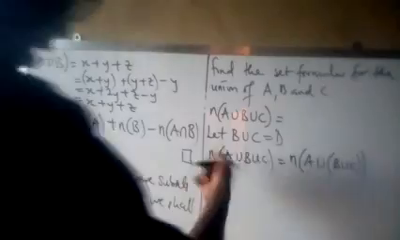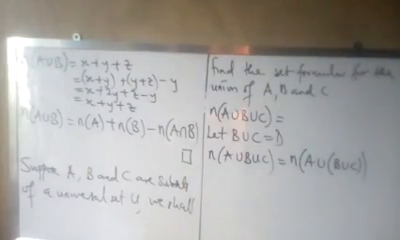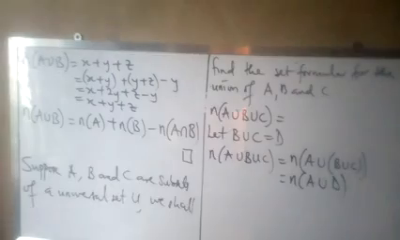We can say it's the same thing as the number of A union B union C. I hope you understand. If we factor it out like that, because it is commutative and associative, we can have the number of A union D, because we have said that our B union C should be equal to D from that assumption.